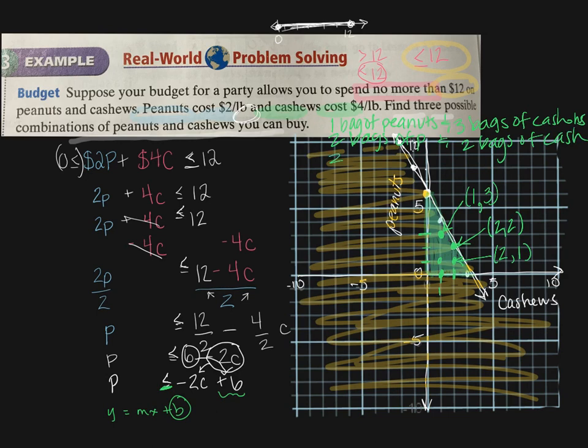Or I could buy 2 bags of cashews and only 1 of peanuts. Notice I could also elect to buy only peanuts or only cashews and still be within my boundaries of $12.